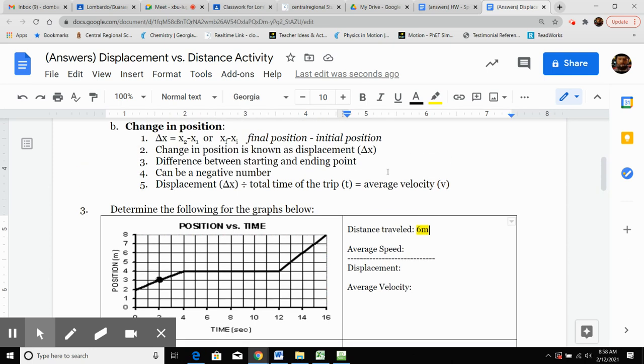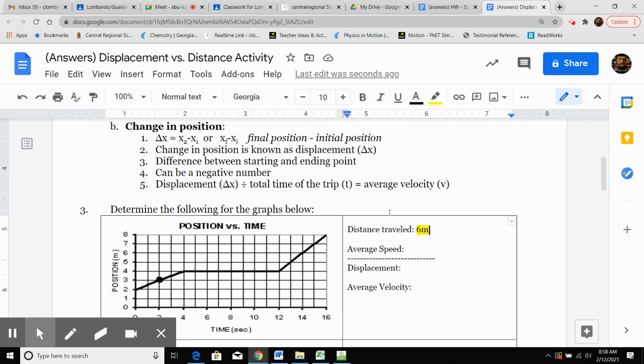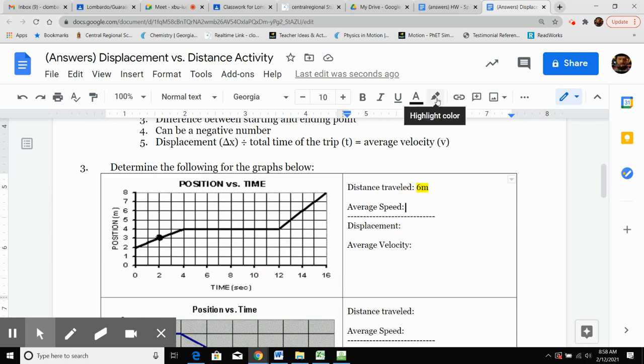So average speed is our total distance traveled divided by the total time. Here we have a total distance of 6 meters. And how long did we move for? How long was this total trip? 16 seconds. Good. So when we divide out, 6 divided by 16, we're going to get a value of 0.375.